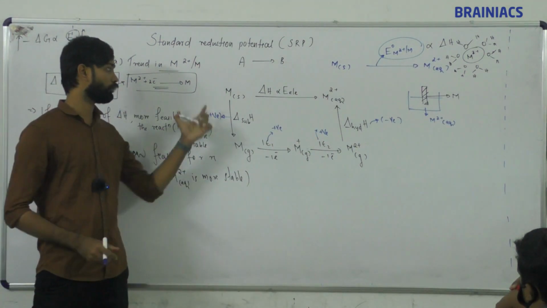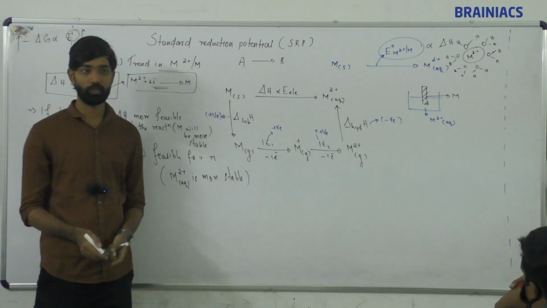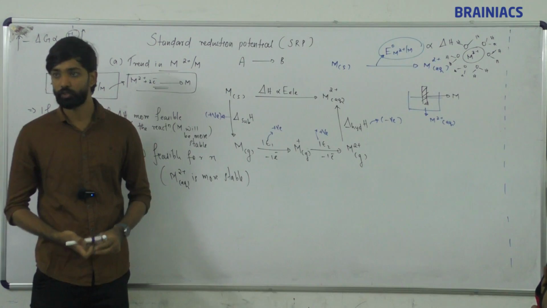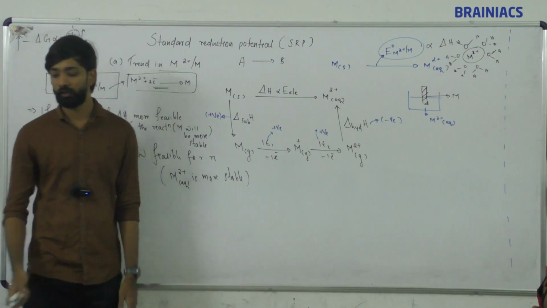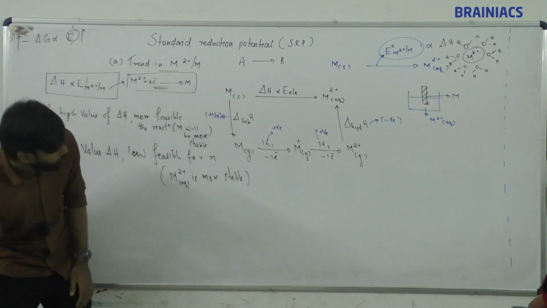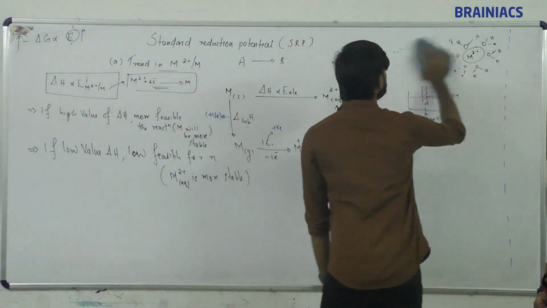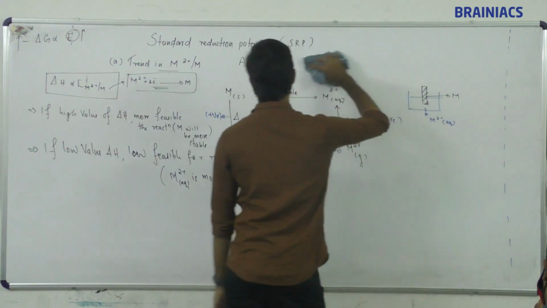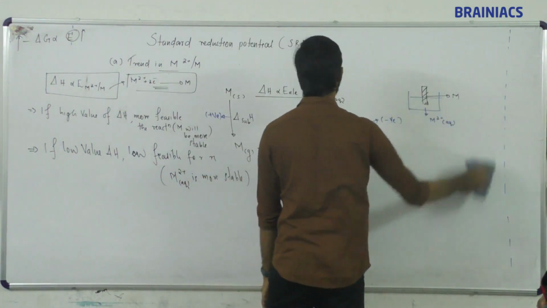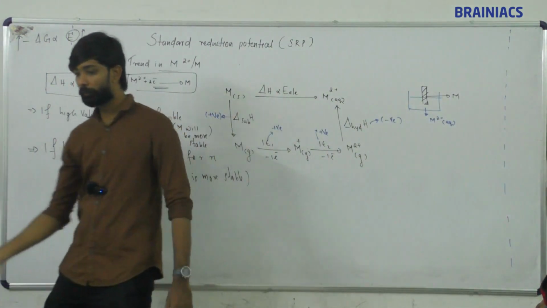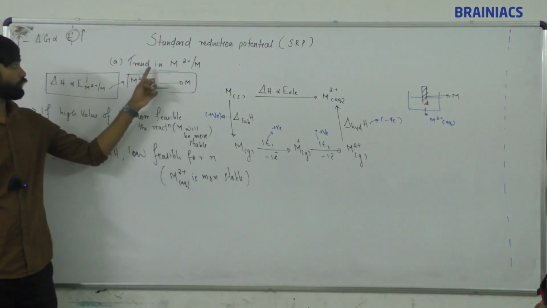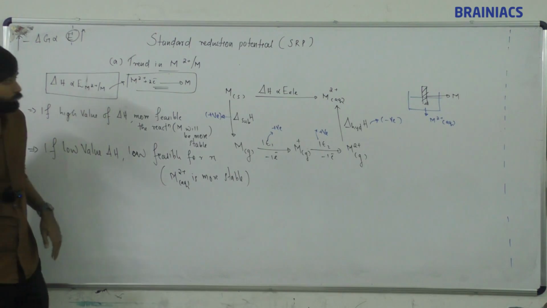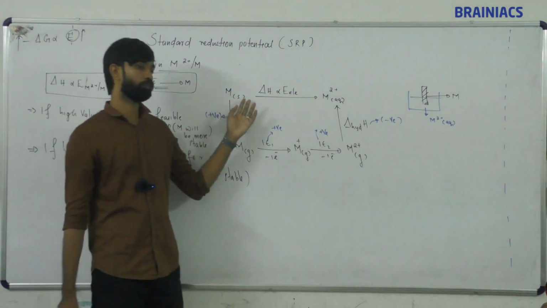Now we have to apply this concept in some cases. Why is the value of E0 for Zn2+/Zn low? Questions may ask like this. So, the standard reduction potential: the first one is the trend in M2+/M.